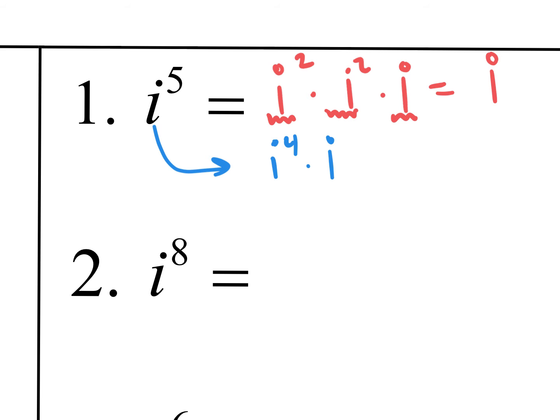Let's go the other way, which should give us the same answer. What's i to the fourth according to those first four that we did? That's 1. And 1 times i is also i. Okay, so either way you do it, you're still going to get the same answer, i.